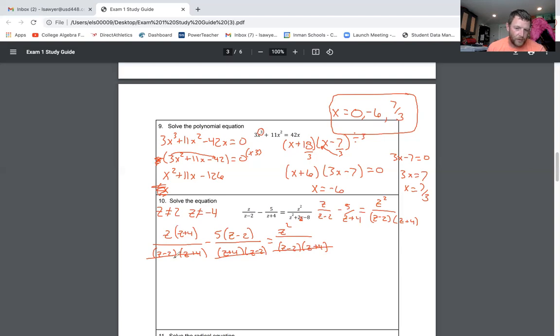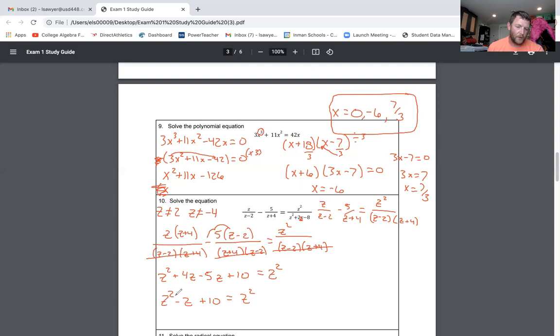And I can start solving this out up top. That would be z squared. I distribute: z squared plus 4z. Make sure I take my minus with the 5, so -5 times z is -5z, and -5 times -2 is +10. And that's equal to z squared. Simplify it out, so I get z squared minus z plus 10 is equal to z squared.